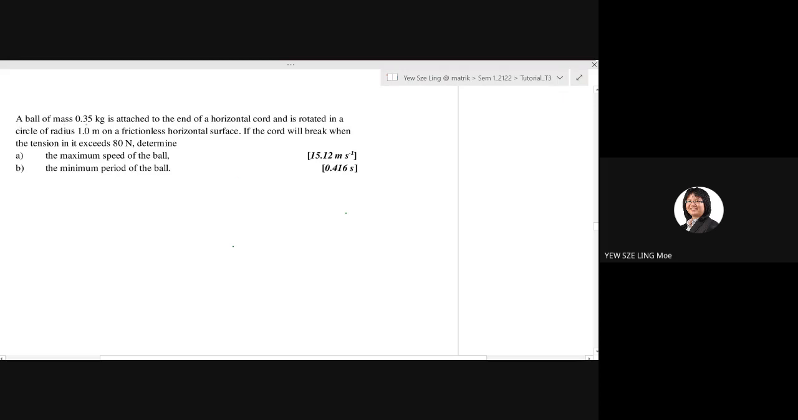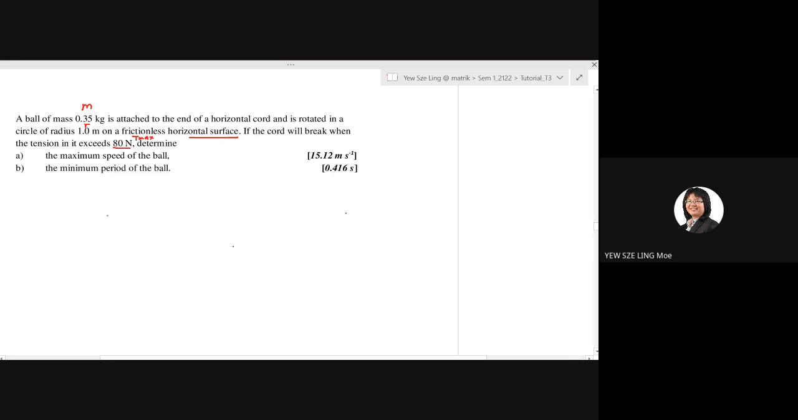A ball of mass 0.3 kg is attached to the end of a horizontal cord, and it's rotated in a circle of radius 1 m on a frictionless surface. The difference from the previous questions is that you place it on the surface and then you swing it. If the cord will break when the tension exceeds 80 Newton, so given T is 80 Newton, this is T max. Determine the maximum speed of the ball.